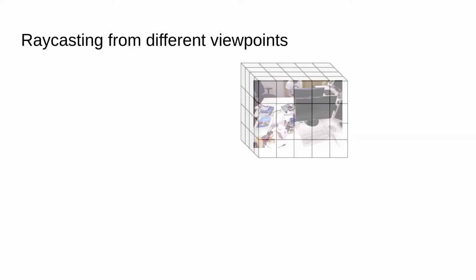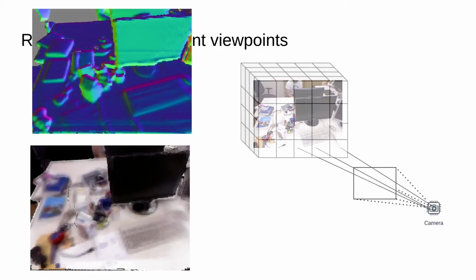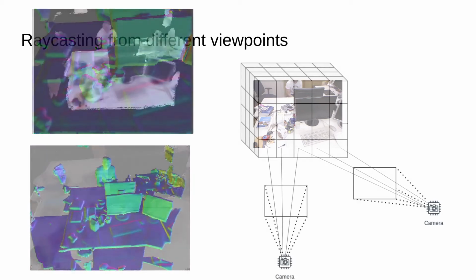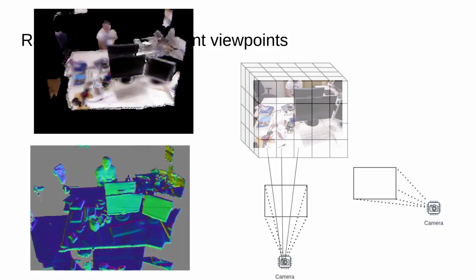We can also cast rays to the grid from different viewpoints. For example, in this scene, while the camera was seeing this, we can generate this normal map and the color representation of the surface, but we can also have an imaginary camera in another viewpoint and generate surfaces like this.